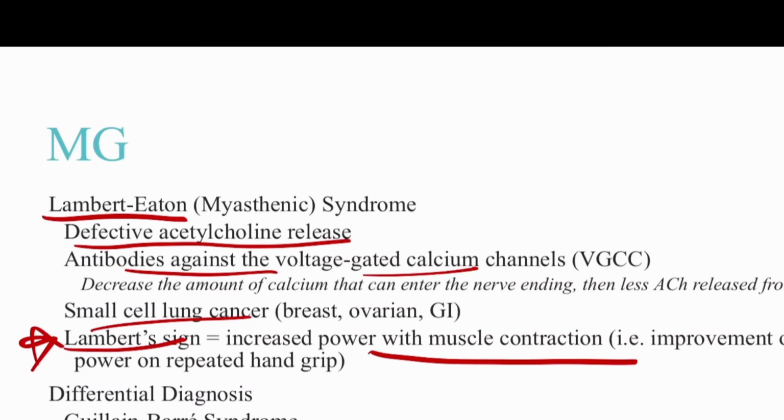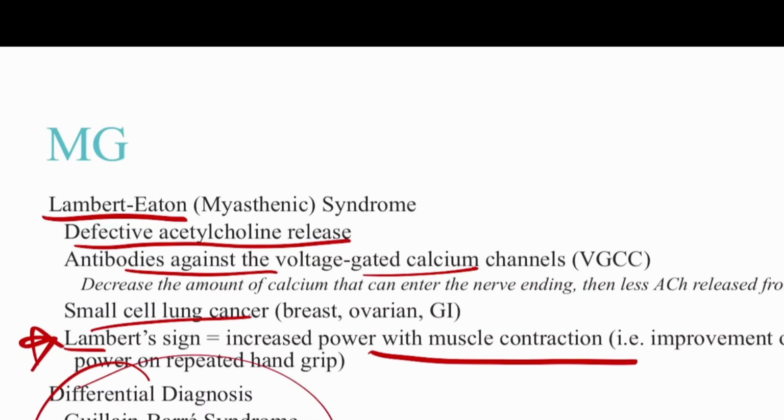So as you keep doing your hand grip, they'll have improvement, because every time they go to squeeze, more acetylcholine gets dumped. So they'll have more acetylcholine floating into that synaptic cleft. Hopefully all those extra acetylcholine molecules can have a greater effect on the postsynaptic side, producing better contraction with repeated movements. And these are obviously some of your differentials for myasthenia gravis.